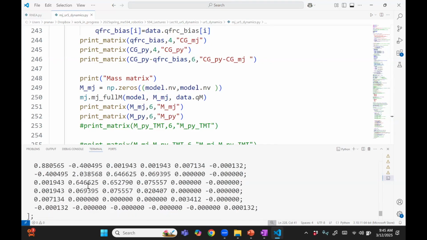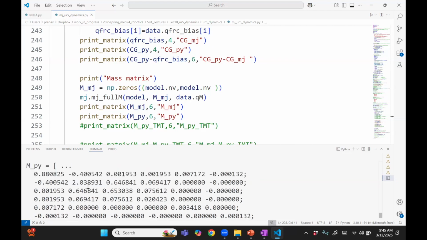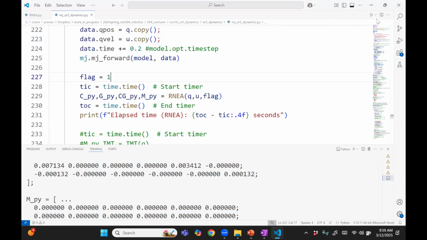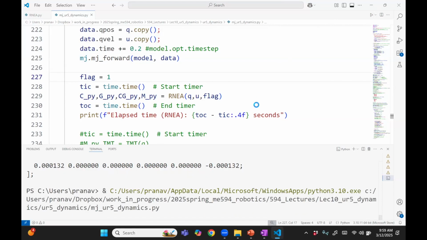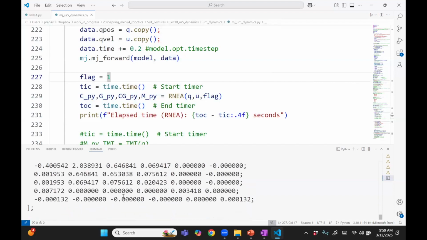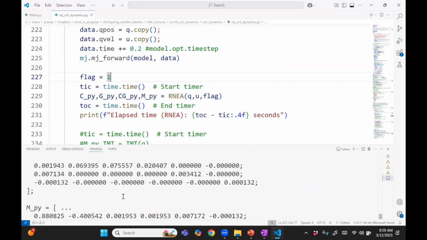And then the mass matrix is 6x6. My computation, the difference being also very close to 0. Okay, I should do this way. So I should run this now, and then we'll see the time. So it all computes fine. M pi is not zeros.